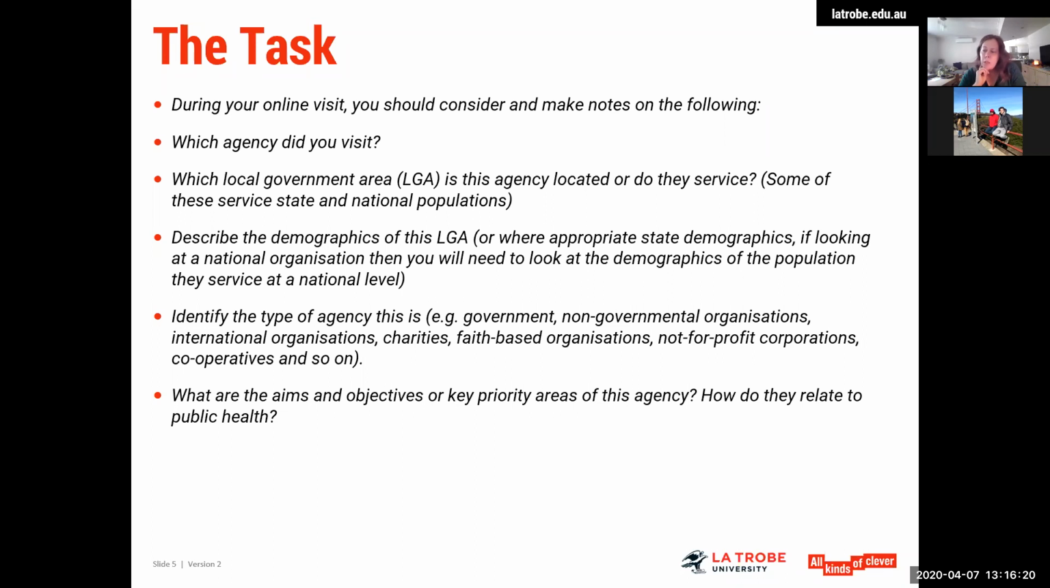In terms of finding things like their aims and objectives or priority areas, a really good place to look are organisations' strategic plans. That usually sets out things like their vision, their mission, their values, and then the key areas that they're working on. So that's always a really good place to start. You might also see it under a list of services, for example. They might have their services organised under key priority areas. But usually their strategic plan is probably the first point of call for that information.